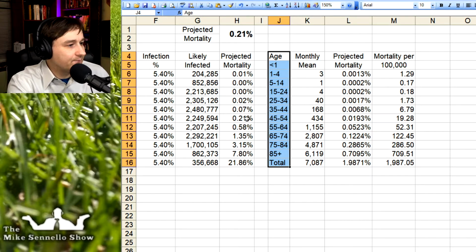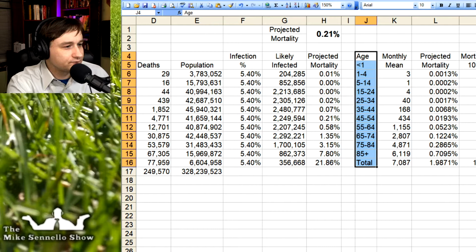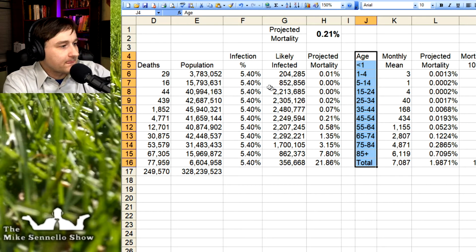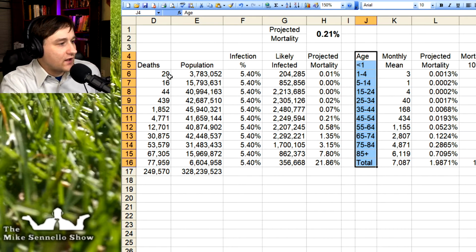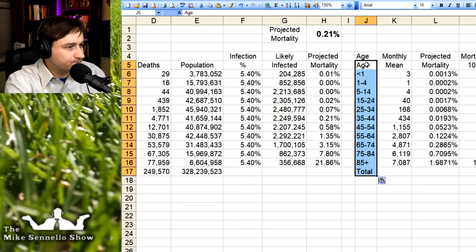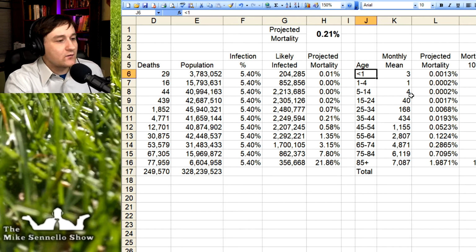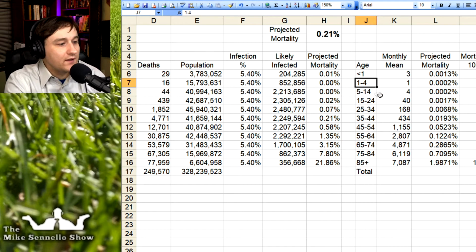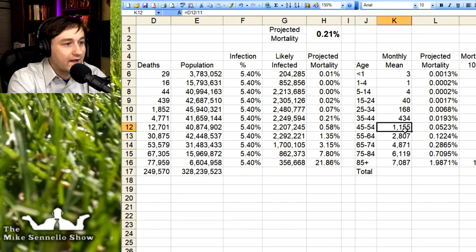So we take the monthly mean. We take our monthly mean, which for ages 1 to... whoops, I aligned something wrong here. There we go. For ages under 1, it's 3. For ages 1 to 4, it's 1. For ages 45 to 54, it's 1,155.